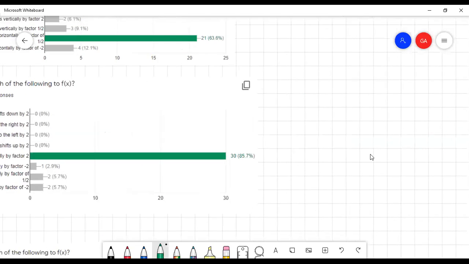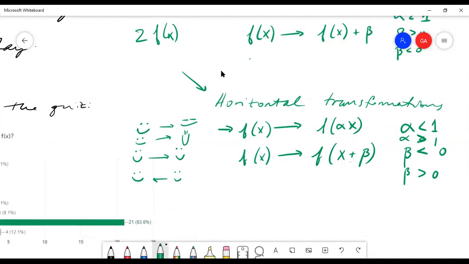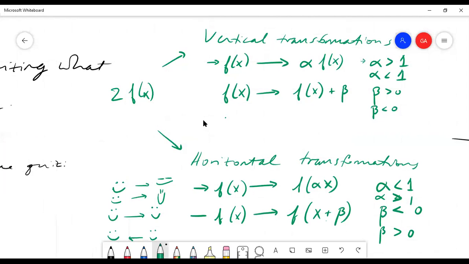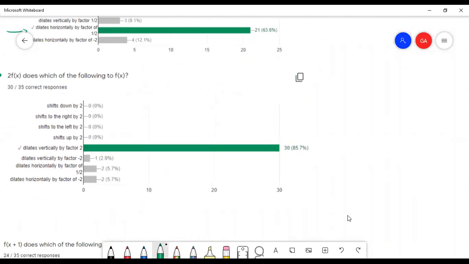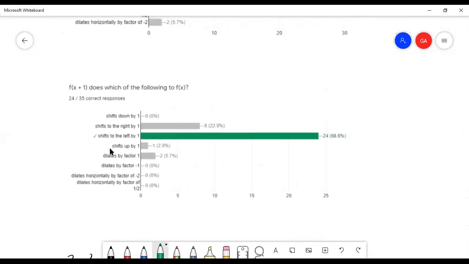So first of all, f of x plus 1. Look, which one does it look like? It falls in this form, right? So it's a horizontal shift, and in f of x plus 1, 1 is beta, and 1 is greater than 0. So this corresponds to a shift to the left. See, the smiley face went from here to the left because beta is greater than 0. And so the answer was shifts to the left by 1. A bunch of people missed that. This is when I knew that yesterday I had not done a good job teaching this. So it's not your fault, it's my fault.